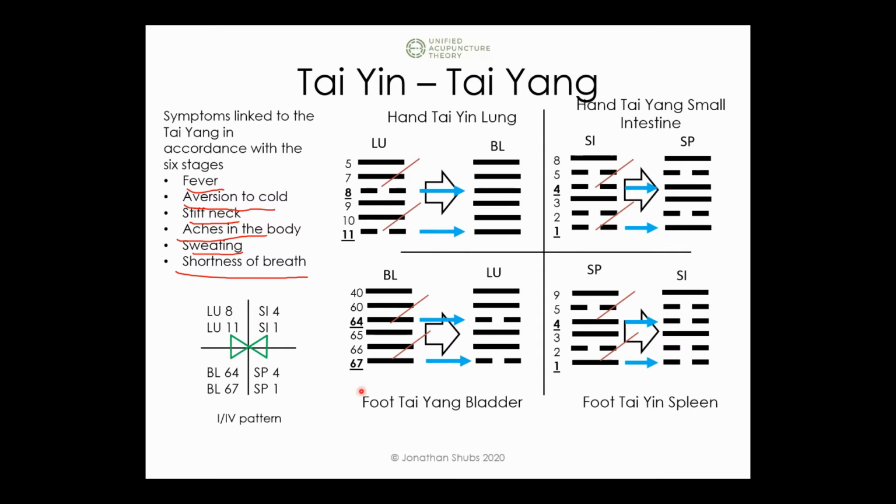If we look at the bagua, which we're not going to go into too much today, we'll see that we're going to get the first and the fourth points coming out. So we would be using lung 11 and lung 8, small intestine 1 and small intestine 4, spleen 1 and spleen 4, and bladder 67 and bladder 64. So we have these 8 points.